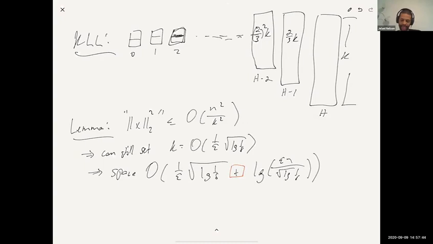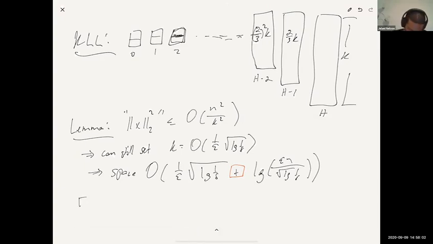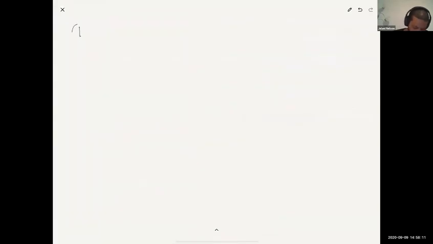And then the last finishing touches to get the space even better. There are two final touches. What are these two final touches? One, you have all these compactors in the beginning that just have size 2.